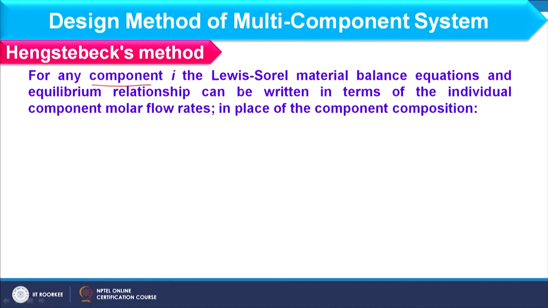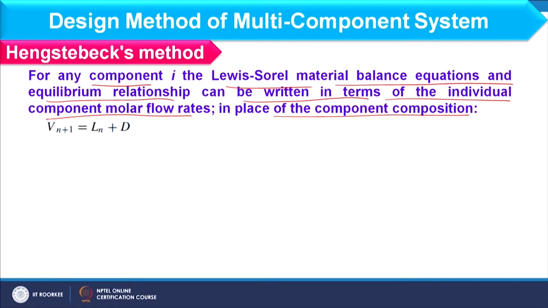So, let us see how we can design the multi-component system, and for that we have a method like Hengstebeck's method. So, according to this method, for any component i, the Lewis-Sorel material balance equations and equilibrium relationship can be written in terms of individual component molar flow rate in place of component composition. Okay. So, what we can consider over here is that there are 2 points. First is we have to consider individual molar flow rate of each component. Okay. And second is, in place of composition I should consider molar flow rate, right. So, let us see how the material balance changes with respect to this consideration.